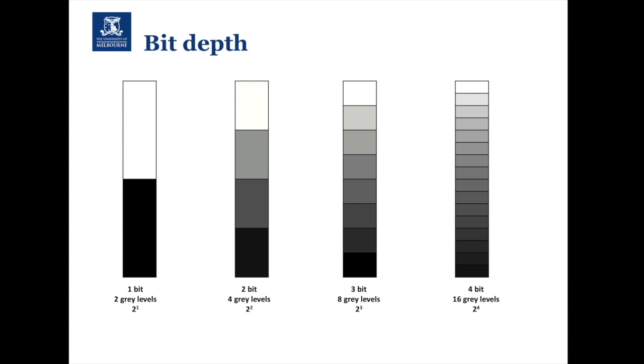For a 2-bit image, that gives us 2 to the power of 2, which is going to give us 4 gray levels. 3-bit is 2 to the 3, which gives us 8 gray values, and then 4-bit is 2 to the 4, which gives us 16 gray values, etc., etc.